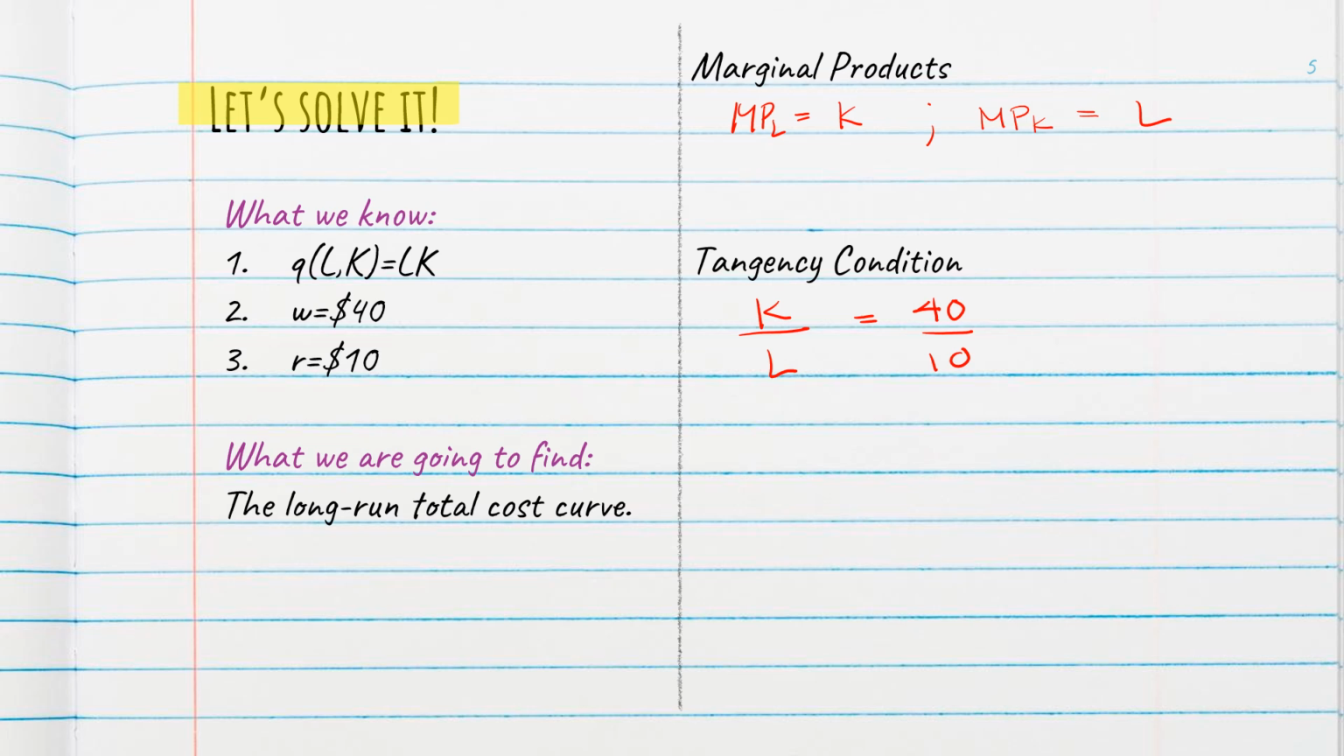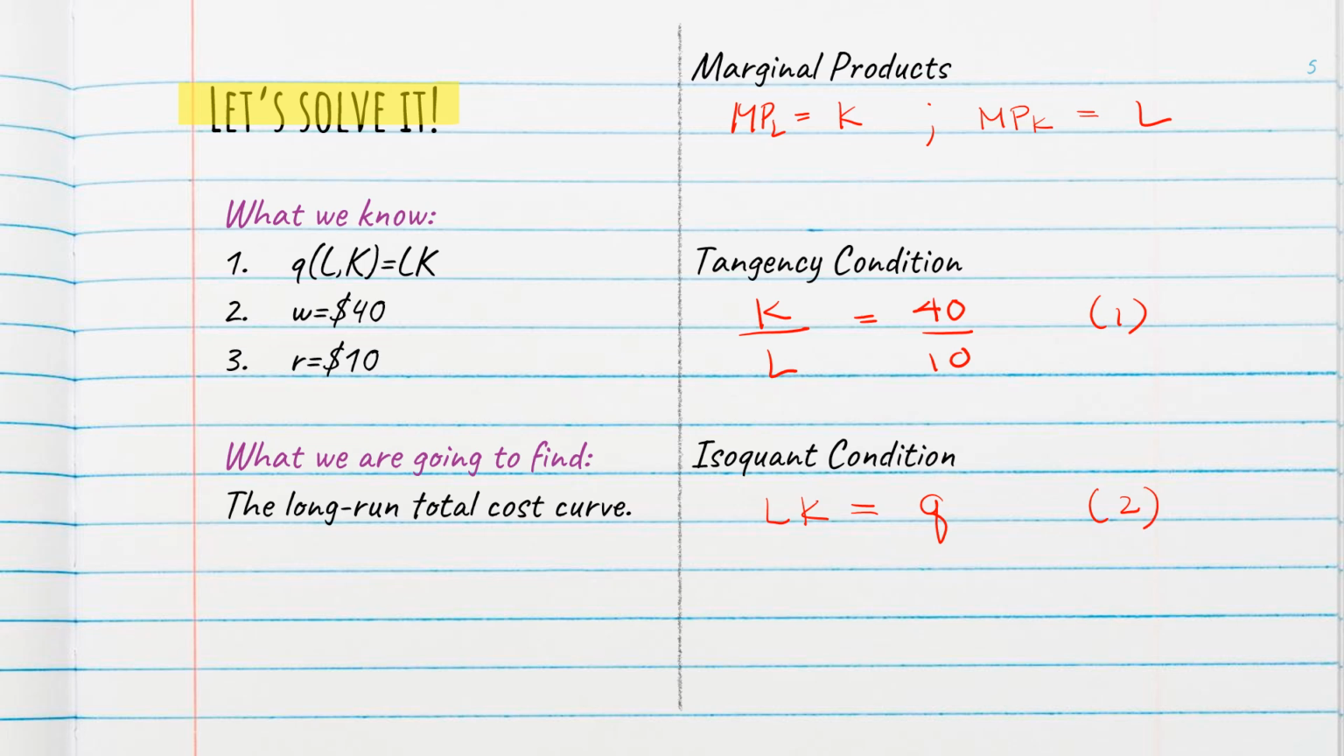In addition to this tangency condition, which we'll call 1, we need to meet the isoquant condition or our production constraint. This question does not specify what the output goal is. That makes sense because we're ultimately looking for input demand curves and a total cost curve. So when we write down this isoquant condition, we're just going to set our production function, L times K, equal to Q, where Q is some unspecified output. We'll call that equation 2.